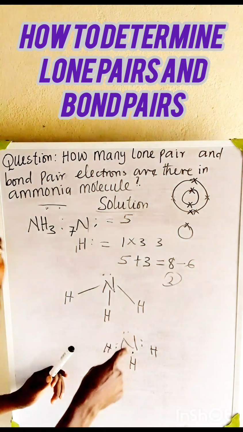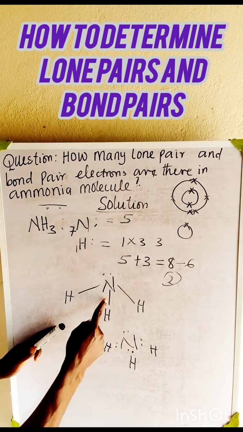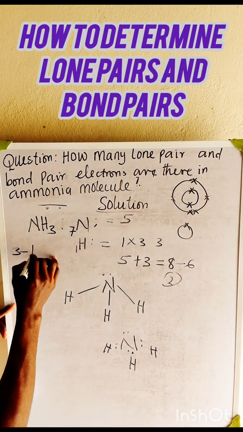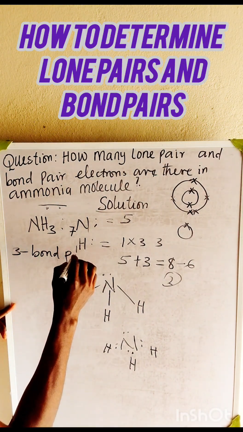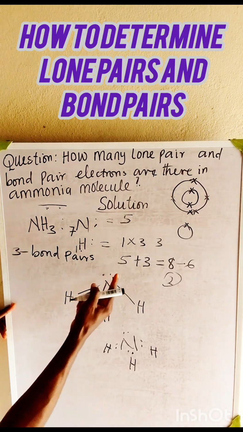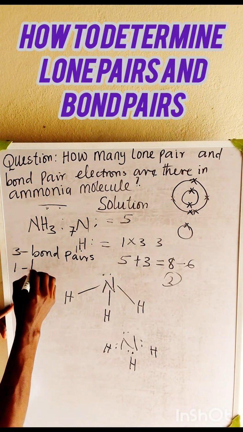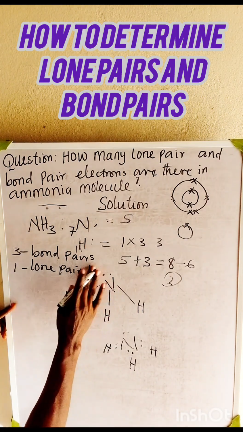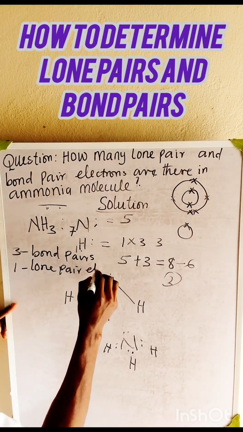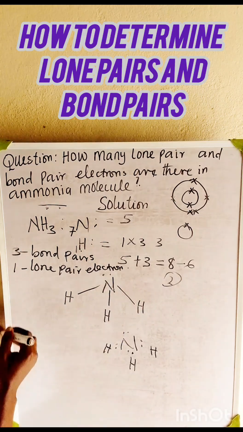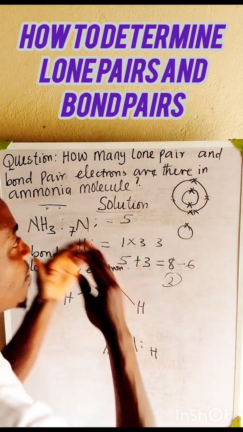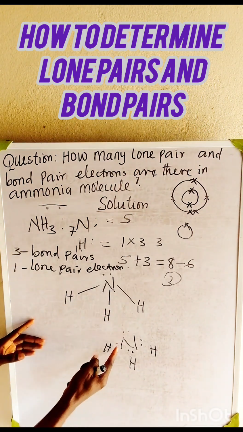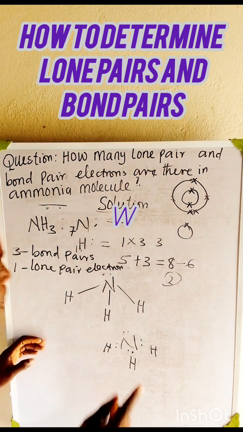So now the ammonia molecule here has 3 bond pairs and 1 lone pair electron. That is how a question like this can be answered without stress. 3 bond pairs, 1, 2, 3, and 1 lone pair, just the one on top.